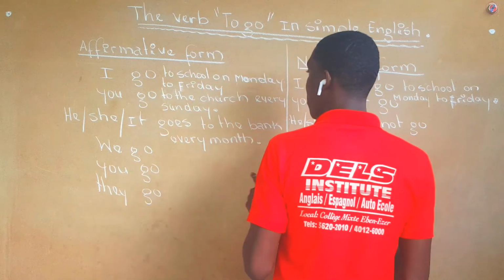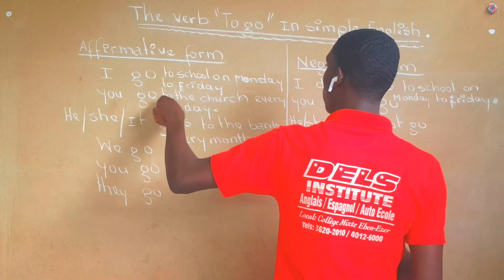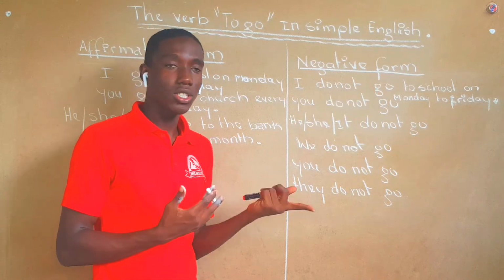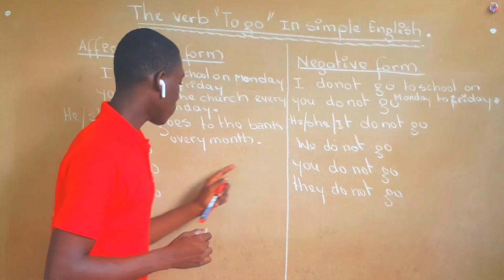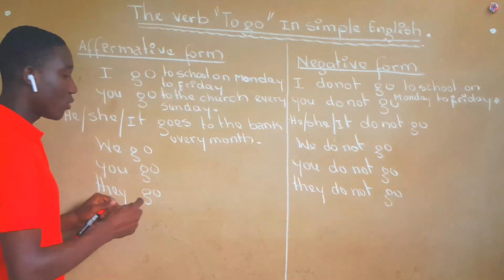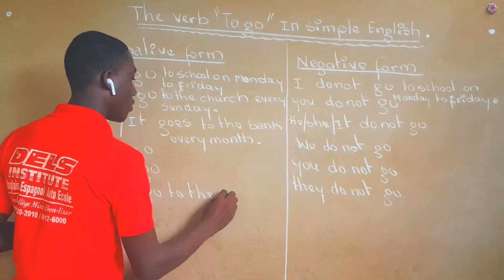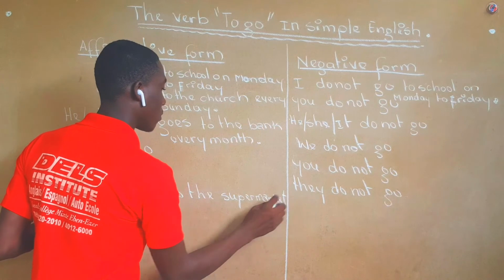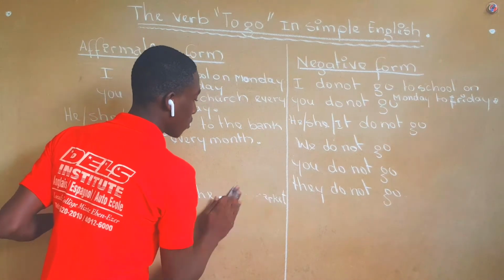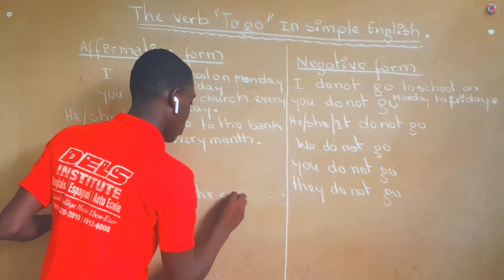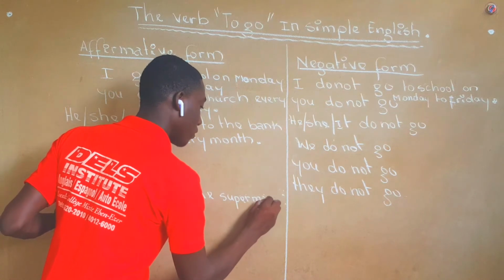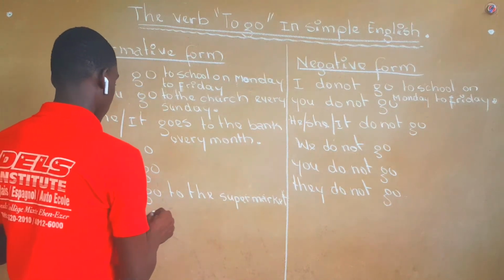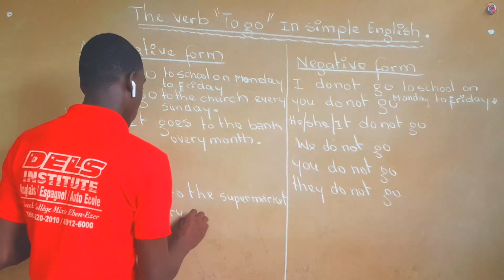Pour négatif, ou capable dire you go. M'de dit pour forme affirmative, you go to the church every Sunday. Pour forme négative, ou capable dire you do not go to the church every Sunday. Et pour they, you can say they go to the supermarket every weekend.